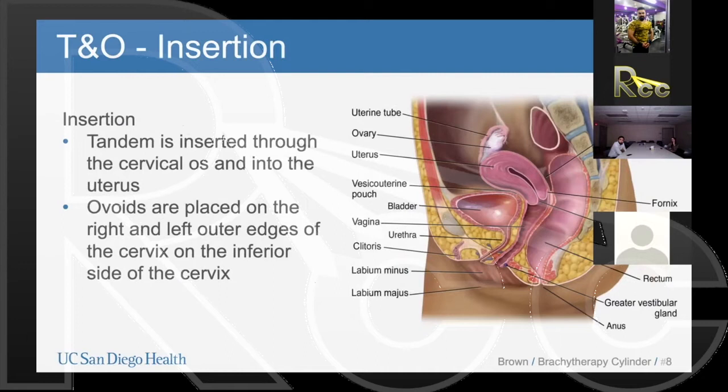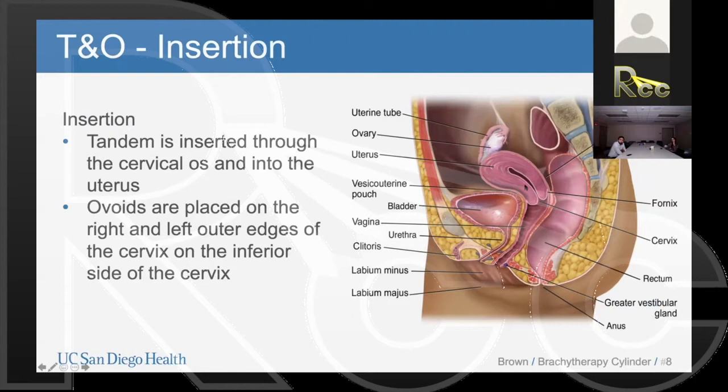Insertion. So again, if you look at the image on the right, we find the cervix here. It's right in between the vagina and the uterus. And the tandem is inserted through the vagina, through the cervical os, and into the uterus. And you can see this is why we have that angle on the tandem, because it matches the angle of the uterus. We have different lengths of tandem because we see different lengths of uterus. And we also have different angles because depending on specific patient anatomy, we could benefit from having much higher angle or a much lower angle. And then ovoids are placed on the outside of the cervix, lateral to the tandem.